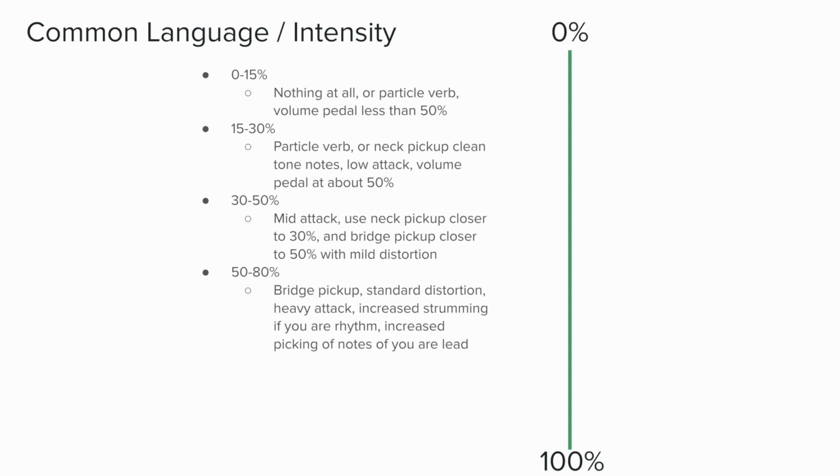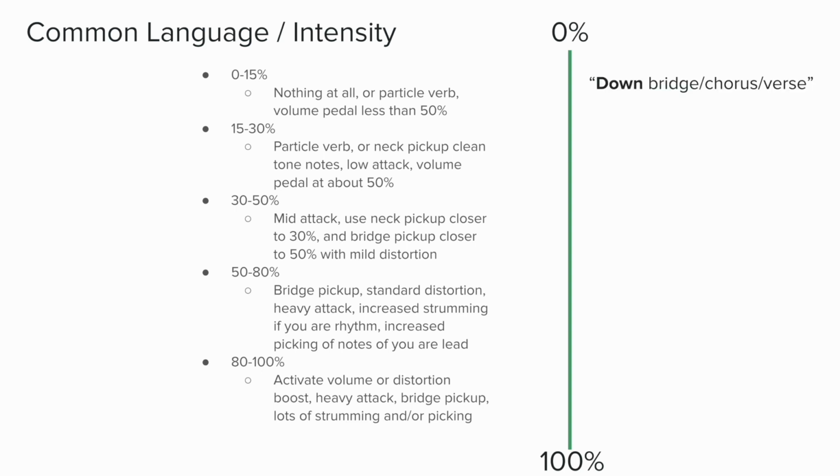Use one level of distortion. You can use heavy attack. You can increase your frequency and strumming if you're playing rhythm guitar, or increase the picking of the notes if you're lead. And finally, anywhere from 80 to 100%, you're going to go ahead and activate any volume or distortion boost. You can stack gains if you want. Heavy attack, bridge pickup, and lots of strumming and or picking.